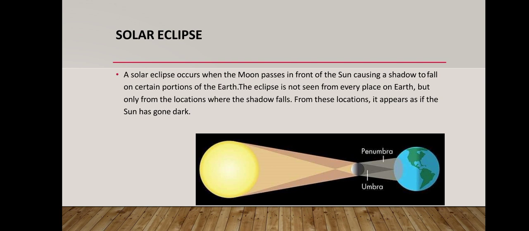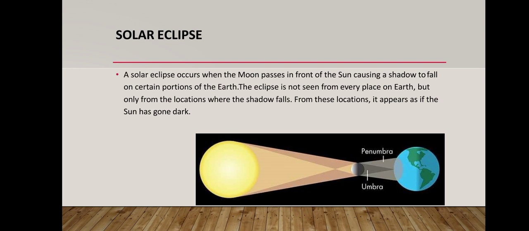So an eclipse is not seen from every place on earth but only from the locations where the shadow falls. Like we can say that a solar eclipse is only visible in some areas of the world and it is observed at daytime.